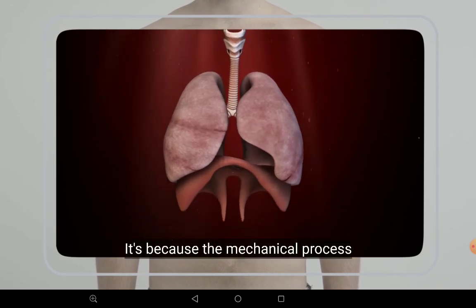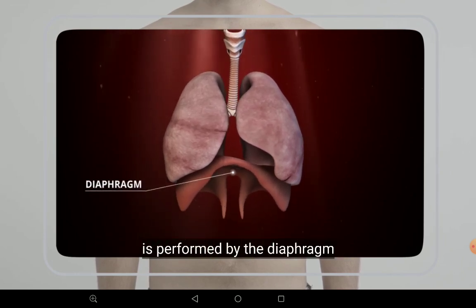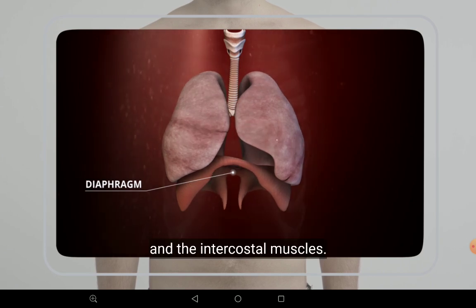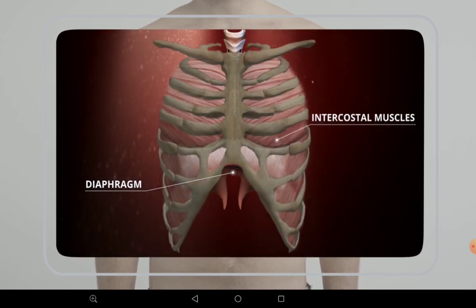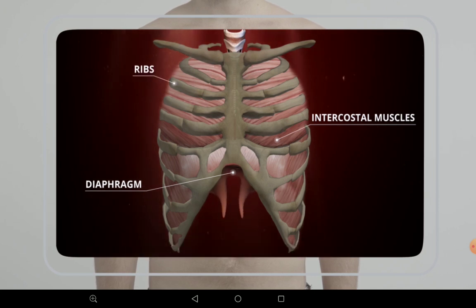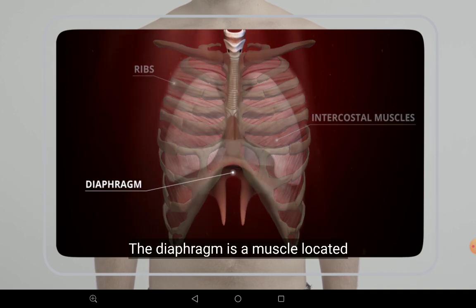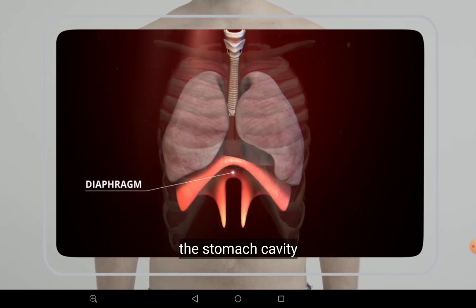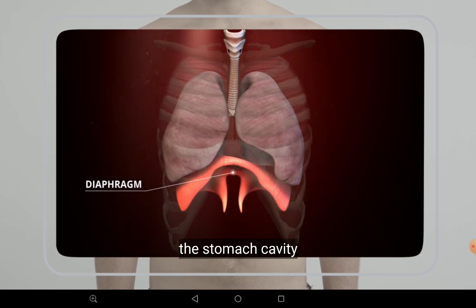It's because the mechanical process is performed by the diaphragm and the intercostal muscles. The intercostal muscles are located between your ribs. The diaphragm is a muscle located just below the lungs. It separates the chest cavity from the stomach cavity.